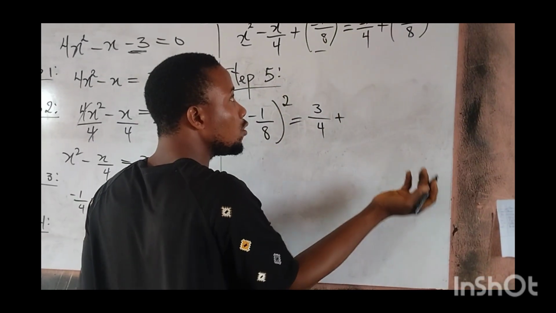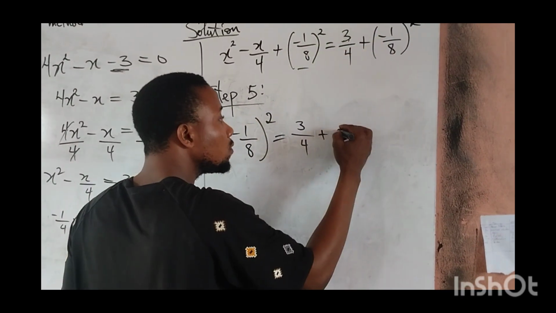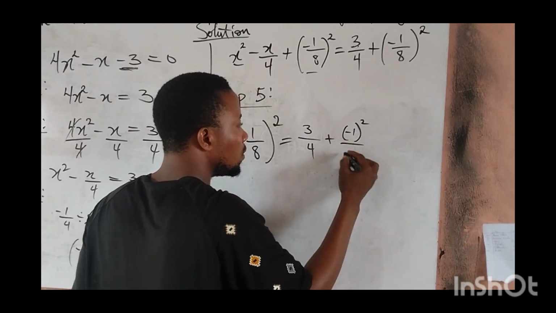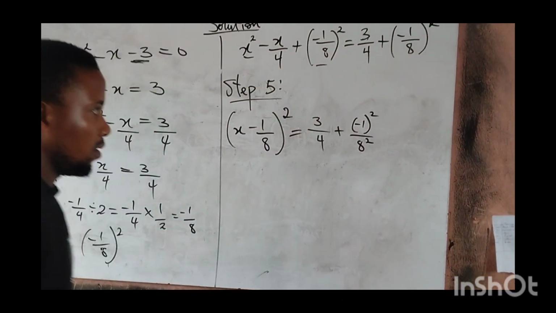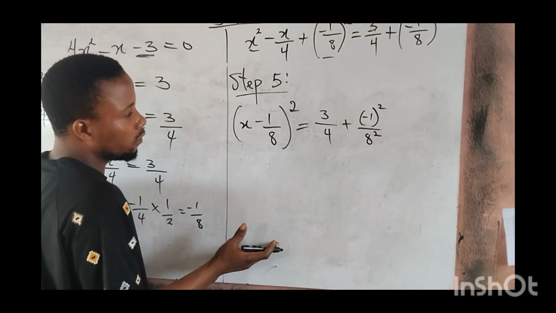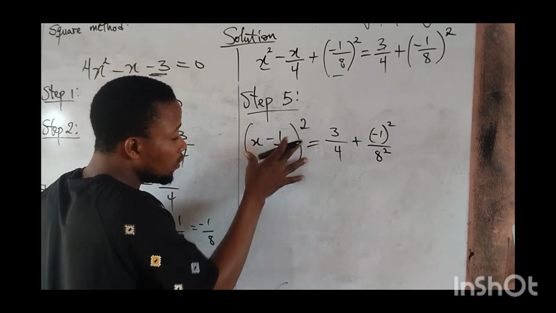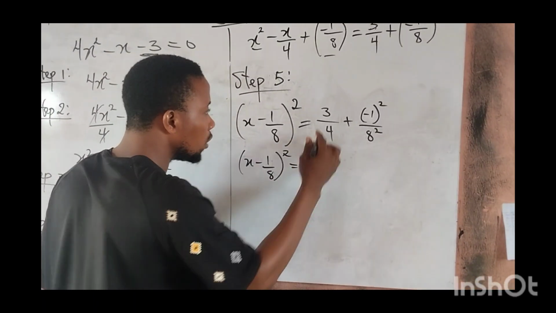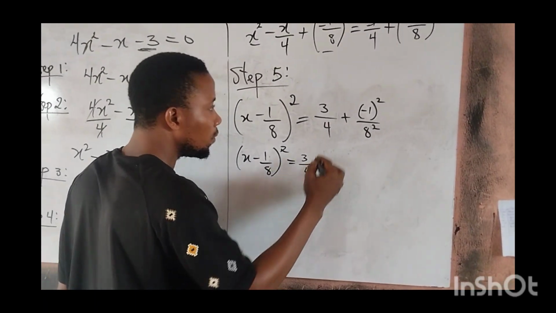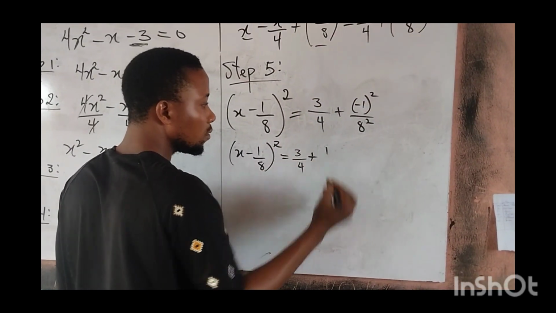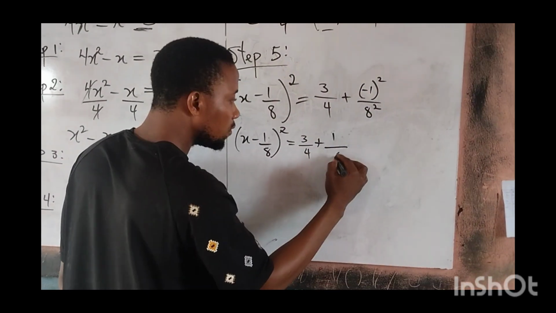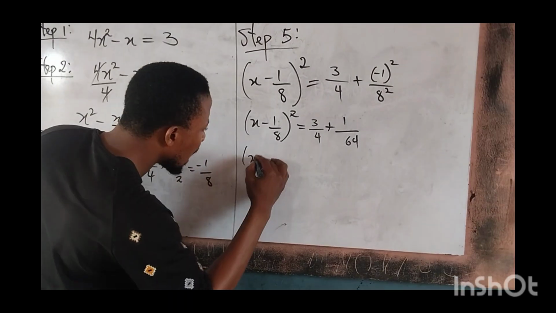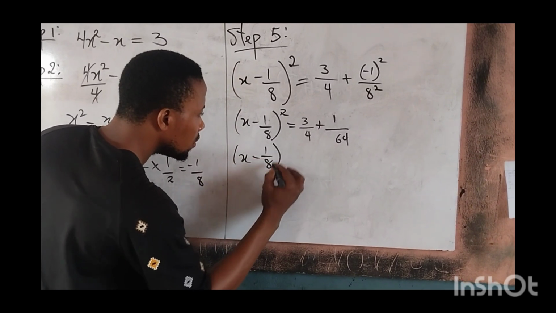If you square this place, what are you going to have? The square of minus 1 will give you 1. So you have s minus 1 over 8 squared, and this side will give you 3 over 4 plus 1 all over 64.